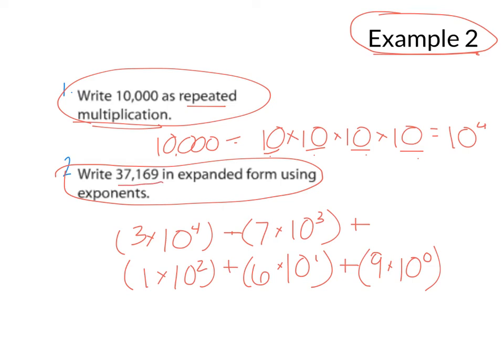Now let's talk about 37,169 in expanded form using exponents. Well, the first one you have is 3 times 10 to the 4th power, which is the same as 3 times 10,000, because I see that the 3 is in the 10,000 spot. And if I wrote out 10,000, I see that it has 1, 2, 3, 4 zeros, and so that's why I have the 4, because that indicates 10 times 10 times 10 times 10 would get 10,000 times 3 is 30,000. But here is your answer for that.